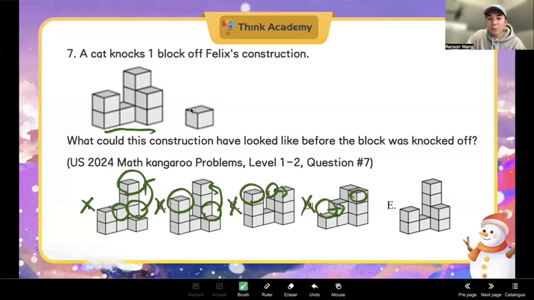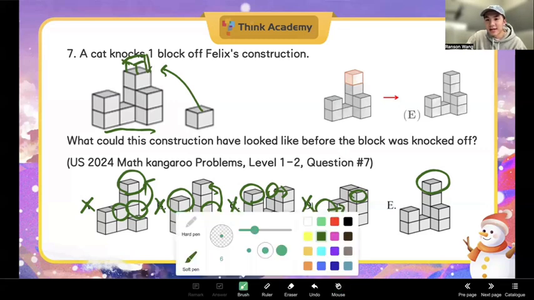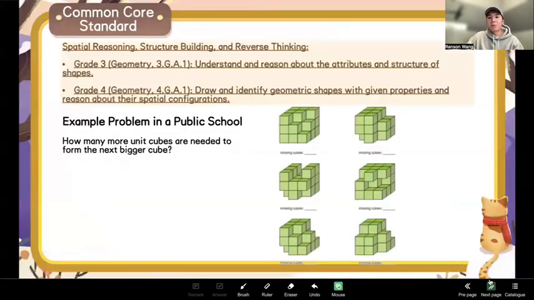The last one compared with the original one only has this part in extra. So which means I can basically put this back to here, right? To have the original block back. So the whole shape is probably like this, right? So that means option E is the correct option. And regarding the knowledge point, it's definitely spatial reasoning and structure building.